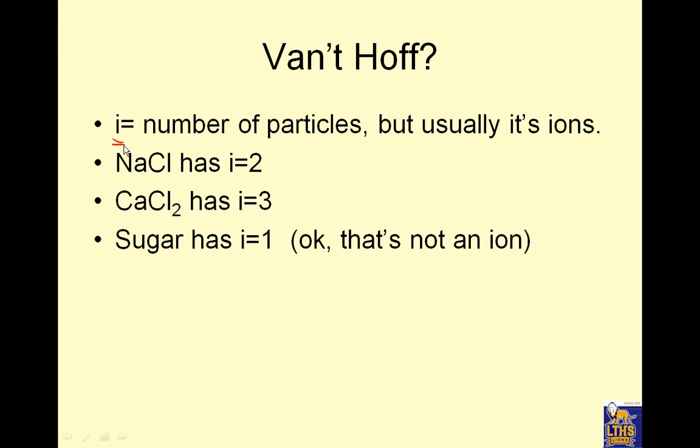Well, let's find out what I is. I is the number of particles, but usually it's ions. So NaCl has an I of 2 because it has an Na plus and a Cl minus when it dissolves. CaCl2 has a plus 2 and 2 chlorides. Okay, so that's going to matter. That's why the I is 3. Sugar only has an I of 1. Why? Because sugar only dissolves one for one. When you put one sugar in, you get one sugar solute particle.